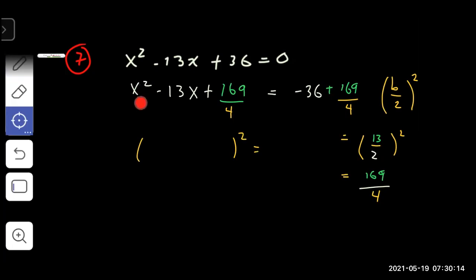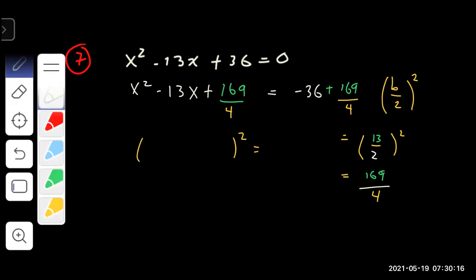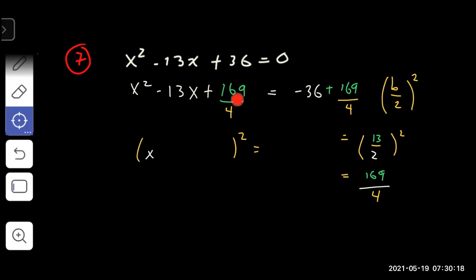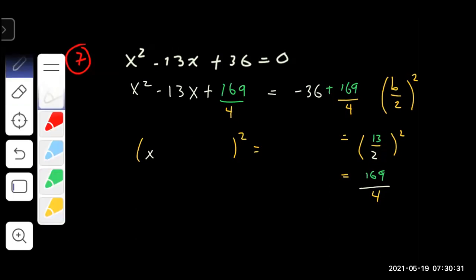X squared can be factored as x and x. Then this one, how do we factor this, guys? I told you the key. What is the square root of 169? 13. 13 is exactly this value, the first one that you plug in, 13 halves. That is the value that you have to plug in.